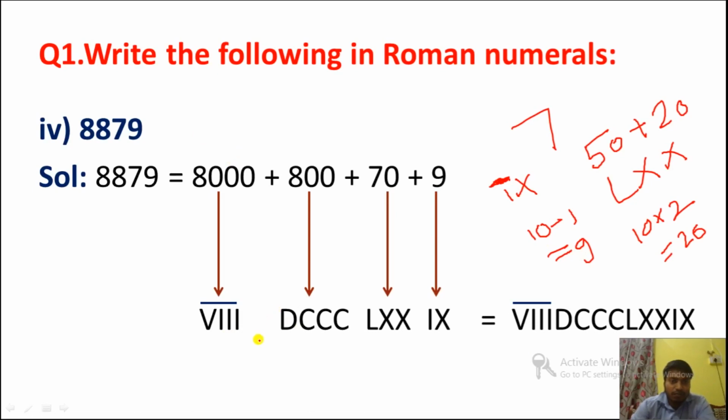Now we have to combine. When we combine we will get VIII with a bar over it, then DCCC, LXX, IX. This is the answer for this question. Clear?